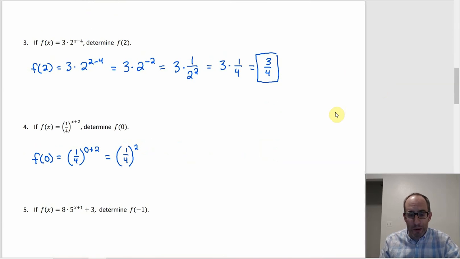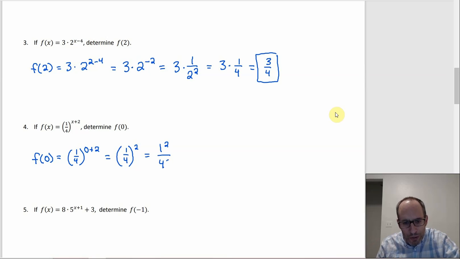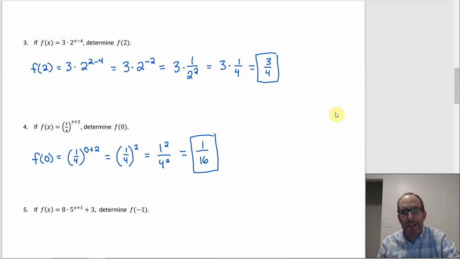And there's an exponent rule for this too. When you're raising a fraction to a power, you can basically distribute the power to the numerator and denominator. And I think that's what we want to do here. So we'll say this is 1 squared over 4 squared, and then 1 squared is 1, 4 squared is 16, so 1/16 is what you get there.